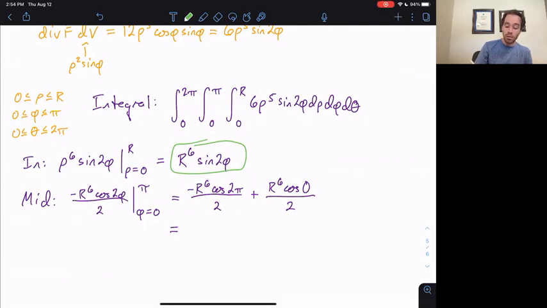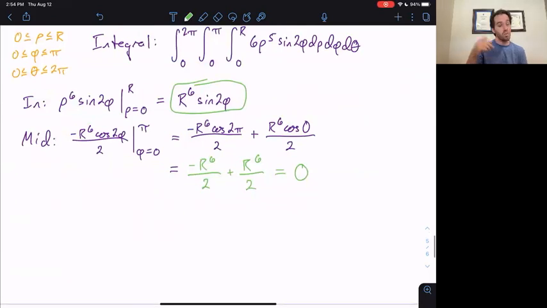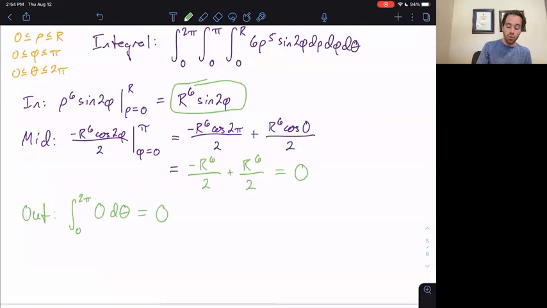The reason I'm talking about this is that this ends up being negative r to the 6th over 2 plus r to the 6th over 2. And guess what? Those end up canceling out. So we don't even have to do the outer integral. I mean, if you want, you can say integral from 0 to 2 pi of 0 with respect to theta, but that's of course 0. And so the entire integral is 0. But if you tried to verify this using the definition of a surface integral, you'd be working on it for a month, whereas with the divergence theorem, you can get this much, much more quickly.